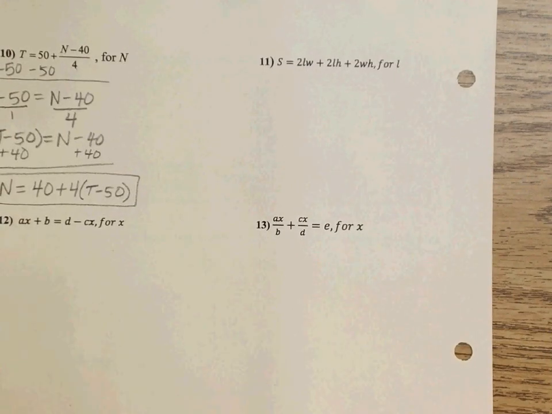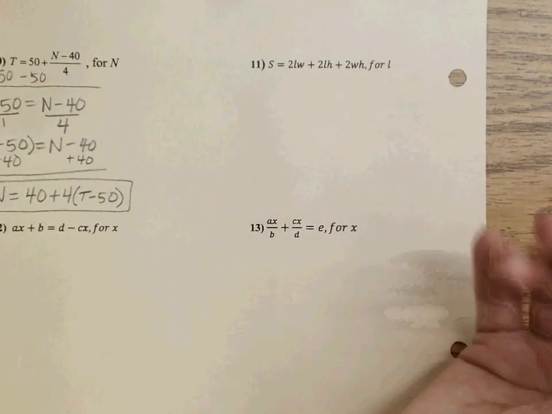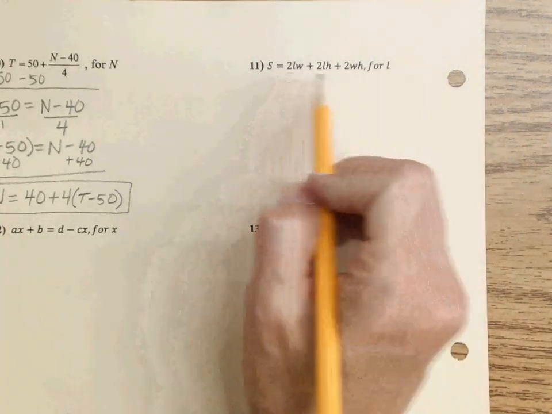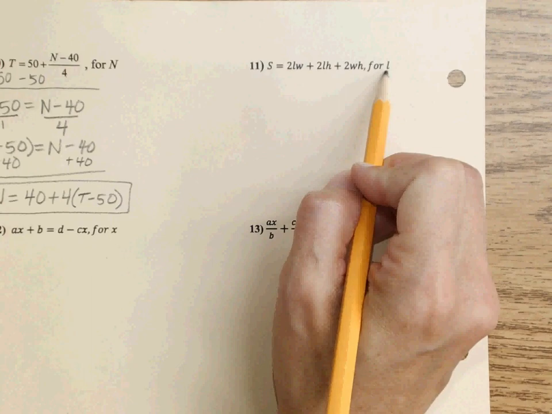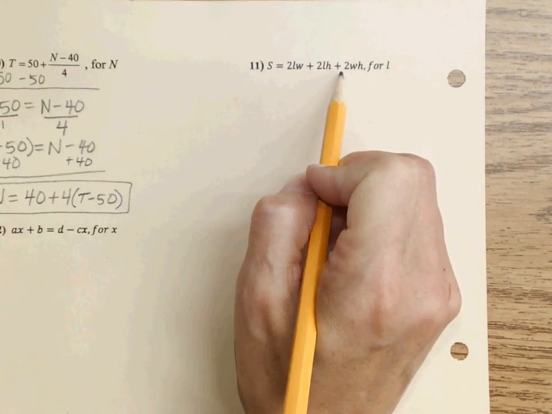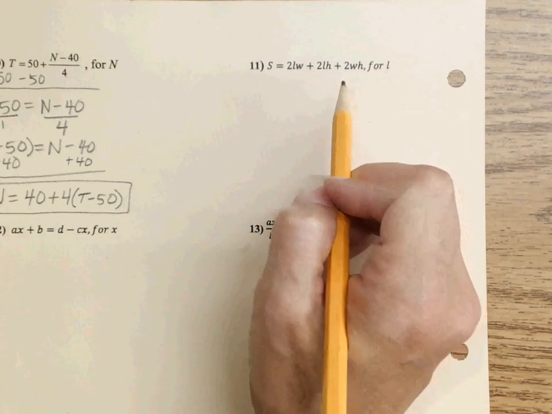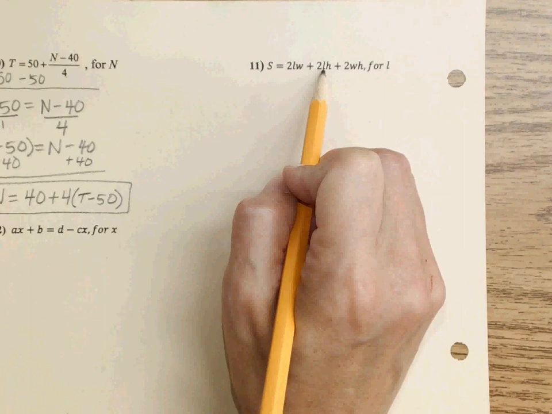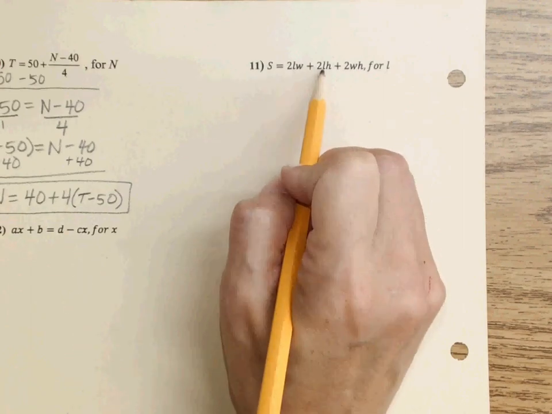And then we'll do number 11. This will be our last one for the notes today, and then we'll just practice more in class. So for number 11, we're solving for L. If you didn't know, this is a surface area formula for a 3D object. Notice that L is in two of the terms. So we're going to, again, try and isolate these terms.